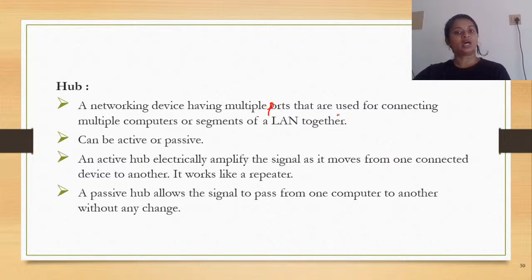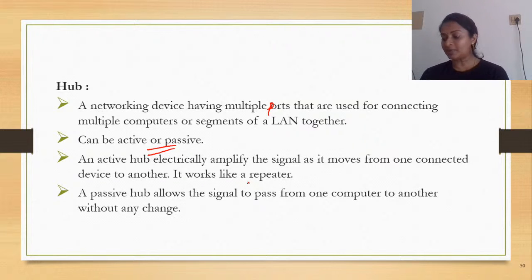Is the idea clear? So a hub is nothing but a networking device that has multiple ports and is used for connecting multiple computers or segments of a LAN together. Now, the hub can be both active as well as passive. What an active hub does is electrically amplify the signal. As I told you, the intensity or amplitude of the signals can go low. Whenever an active hub senses that the amplitude of the signal is going low, it will try to amplify the signal as it moves from one connected device to another. So this is something like a repeater. What does the repeater do? It is repeating the original signal with the same amplitude and the same characteristics, right?